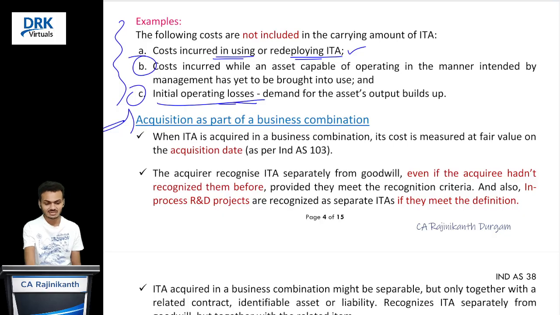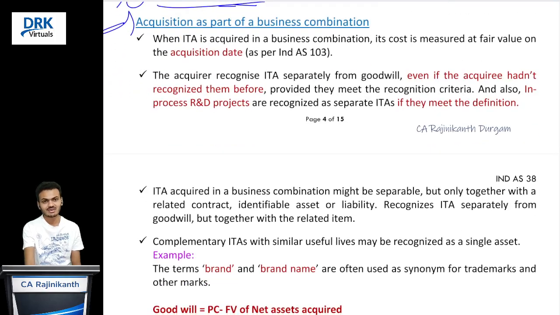So with this discussion, one more point is there. Suppose Y Limited is having some complementary assets like brand name, trademark, logo. These are complementary assets. Complementary asset means what, sir? They work together to generate the economic benefits for the company. So here brand name, trademark, logo basically work for one objective only, correct?